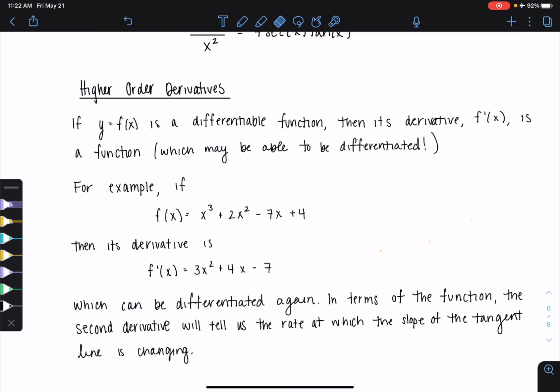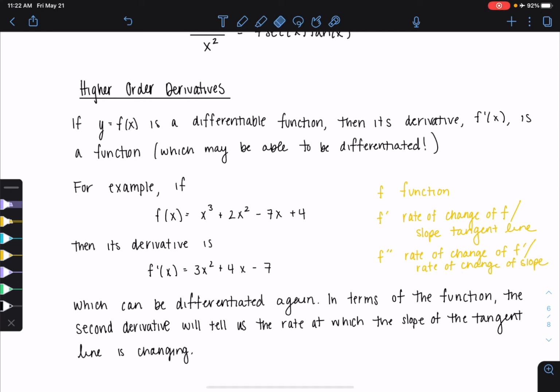So as an idea, you're starting with some function f. If you take that first derivative, it's the rate of change of that function, which geometrically is giving you the slope of the tangent line. When you take the second derivative, it gives you the rate of change of the function above it. So it's giving us the rate of change of f', which ultimately is giving us the rate of change of the slope of our tangent lines. Okay.